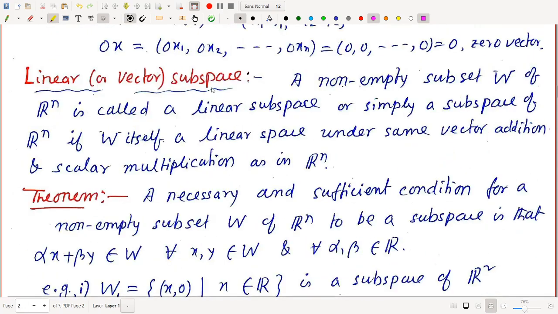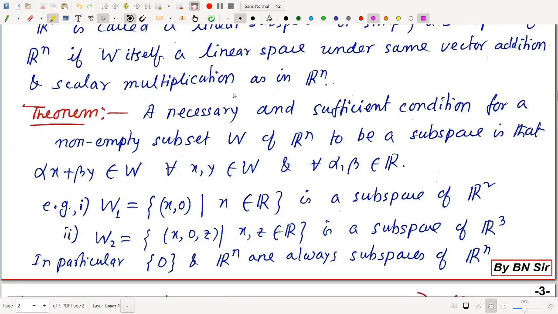Now linear subspace or vector subspace. R^n is a vector space, a linear space, as you have seen. A non-empty subset W of R^n is called a linear subspace, or simply a subspace, of R^n if W is itself a linear space under the same vector addition and scalar multiplication as in R^n. Of course, the operations are restricted to W: you take vectors from W only, and scalars from R. So this is a subspace.